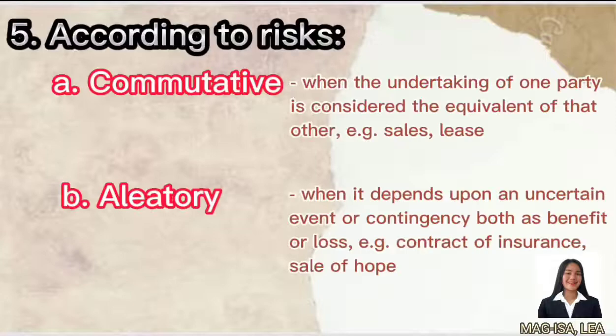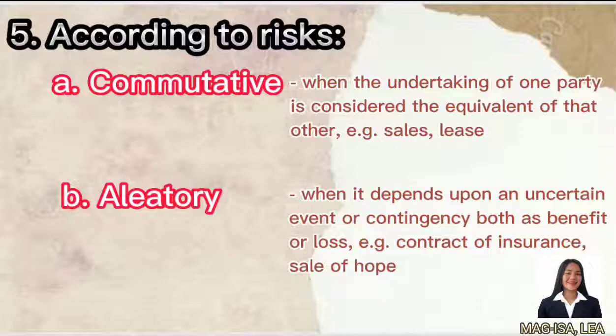So, next, we have our 5th classification according to risk. We have commutative and aleatory. So, first is commutative, when the undertaking of one party is considered the equivalent of that of the other. For example, in a contract of sale, yung binibigay ng seller and then the buyer sa bawat isa ay considered of equivalent value. So, for example, yung binayad ni buyer, yun yung per market value or yun yung price, and usually, that is per market value nung specific thing na yon. Ganon din, di ba? So, nagkakaroon ng equivalent exchange. So, ganun din yung contract of lease. Nagkakaroon dito ng equivalent exchange.